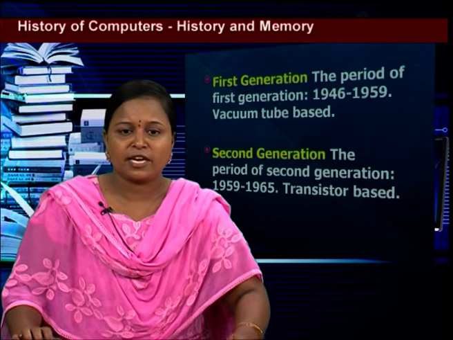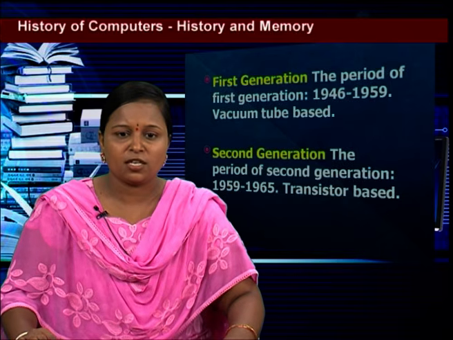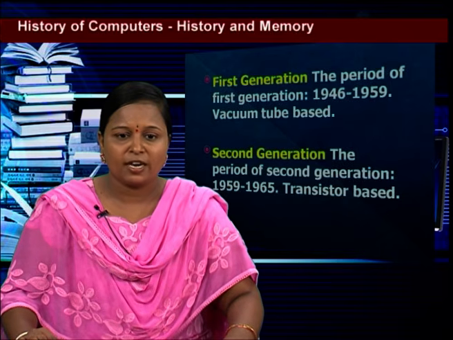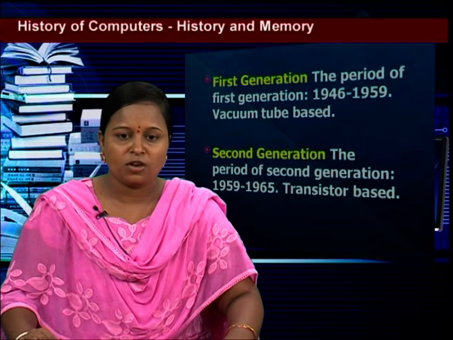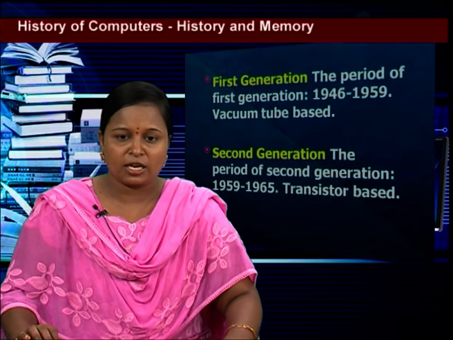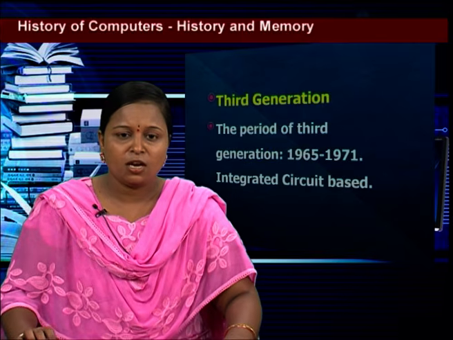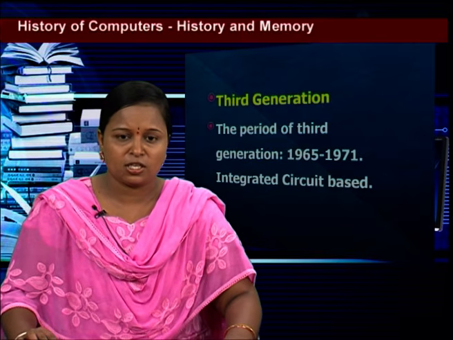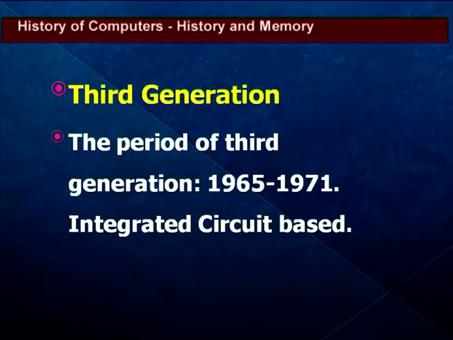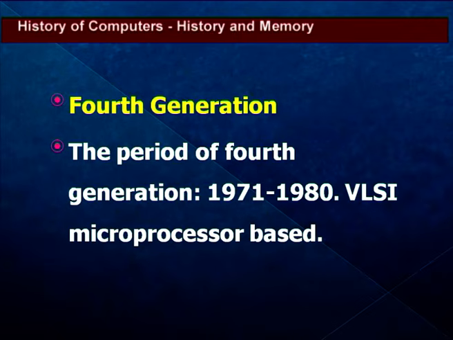Next is the second generation computer. The second generation period is 1959 to 1965, and these are transistor based computers. Next, coming to the third generation. Third generation computers are integrated circuit based. The period of third generation computers is 1965 to 1971.